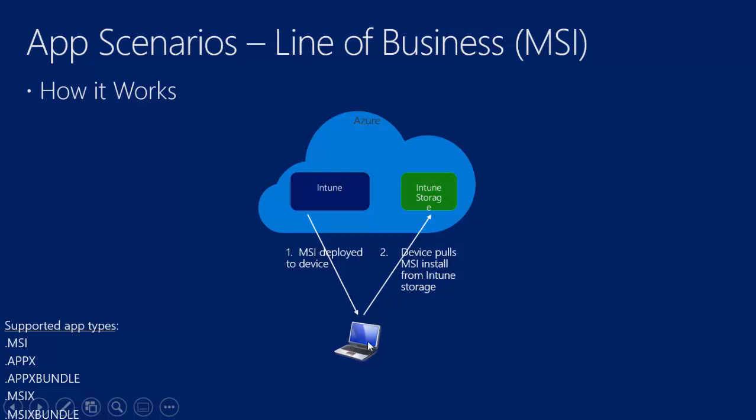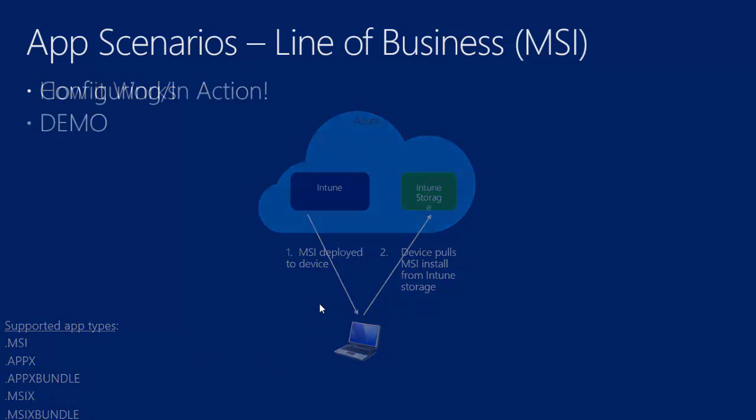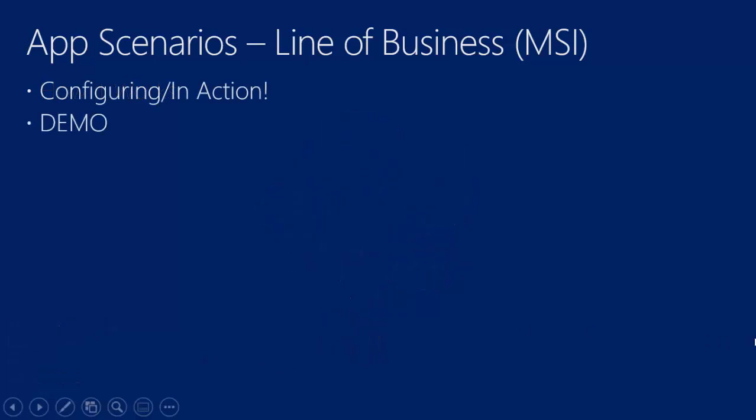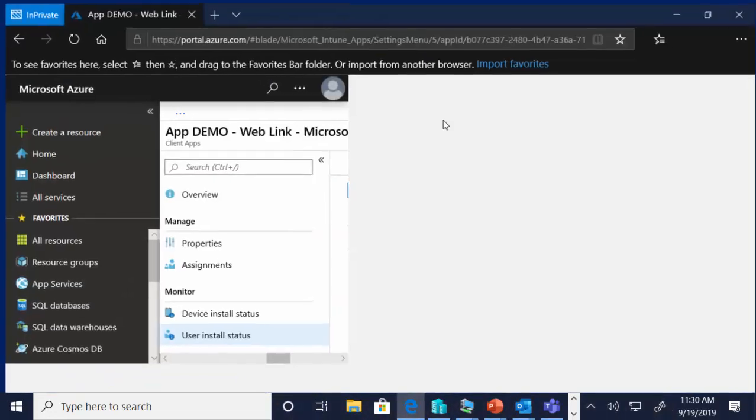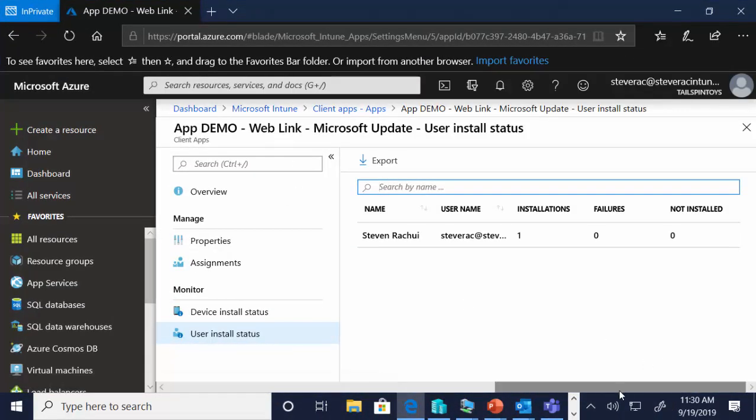Now, I'm going to show you MSI. I'm going to show you MSIX. But there are a few different app types that you can support with line of business: MSI, AppX bundles, MSIX, and MSIX bundles, right? So very similar across the board. I'm going to show you these two. So in terms of configuring this, let's actually look at the configuration I have. So this first one, again, MSI.